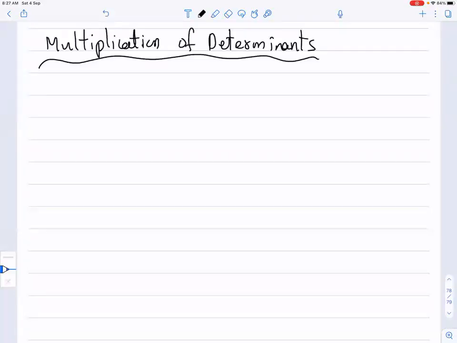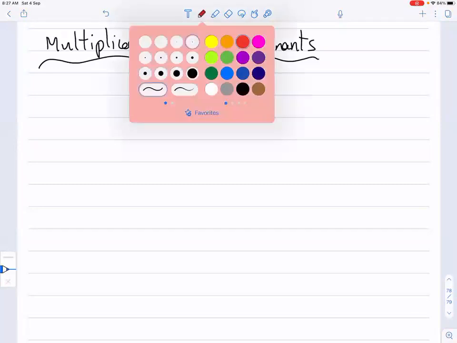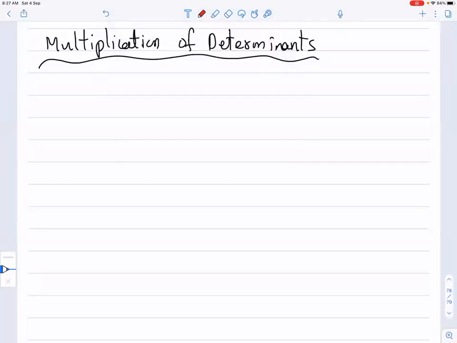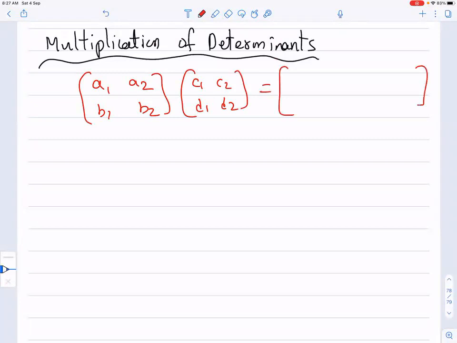So, multiplication of determinants. Generally, how do we multiply two matrices? Say A1, A2, B1, B2 is one matrix and C1, C2, D1, D2 is the other. We multiply like this. The first row multiplies with the first column: A1 C1 plus A2 D1. Next, A1 C2 plus A2 D2. Then B1 C1 plus B2 D1, and B1 C2 plus B2 D2.